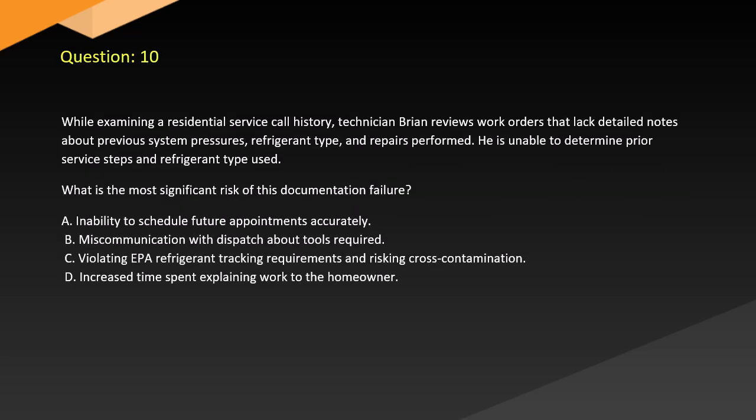Question 10. While examining a residential service call history, technician Brian reviews work orders that lack detailed notes about previous system pressures, refrigerant type, and repairs performed. He is unable to determine prior service steps and refrigerant type used. What is the most significant risk of this documentation failure? A. Inability to schedule future appointments accurately. B. Miscommunication with dispatch about tools required. C. Violating EPA refrigerant tracking requirements and risking cross-contamination. D. Increased time spent explaining work to the homeowner.